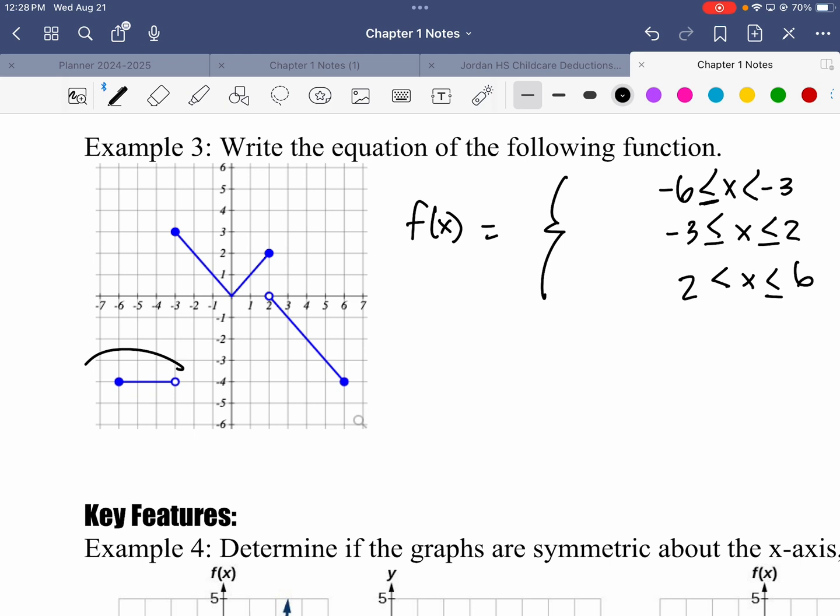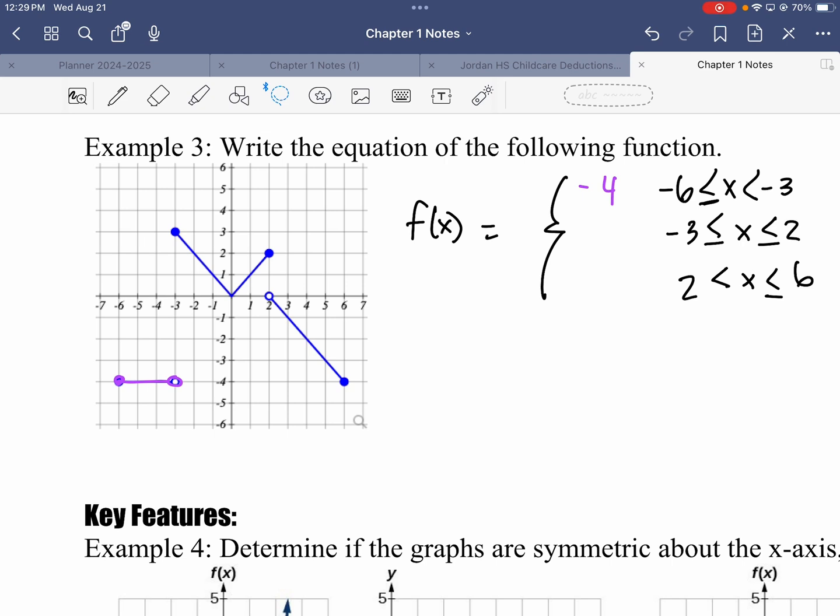Now we got to think through, how do we make a line look like that? So, how do we make a horizontal line? With y equals something. Yeah? Oops. Good job.